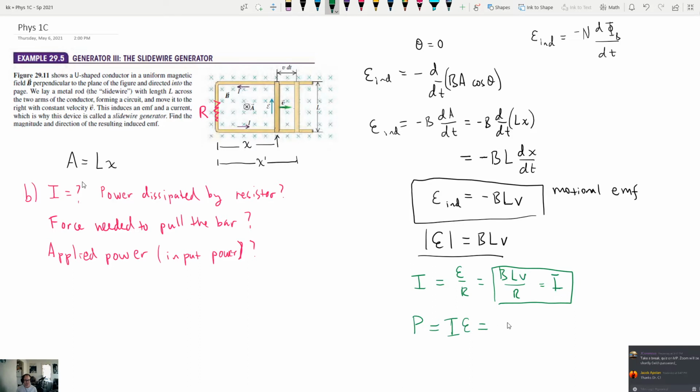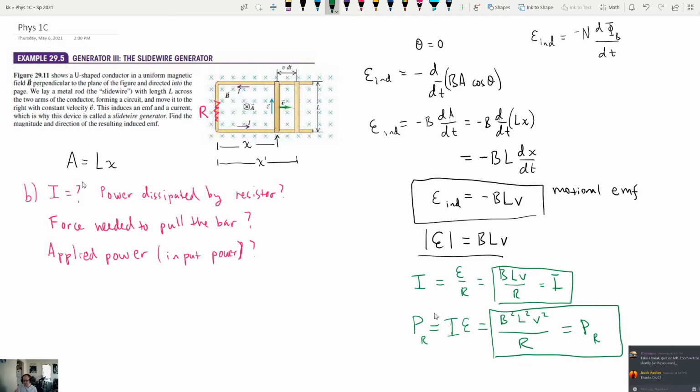So if I take I times E, well, they both have B, L, and V. So you're going to get B squared, L squared, V squared, and then we have an R in the denominator. Okay, so this is the power dissipated by the resistor. So let's call it P sub R or something like that. B squared L squared V squared over R.